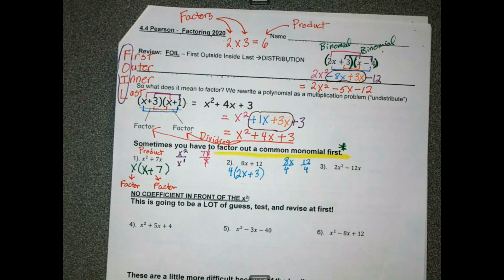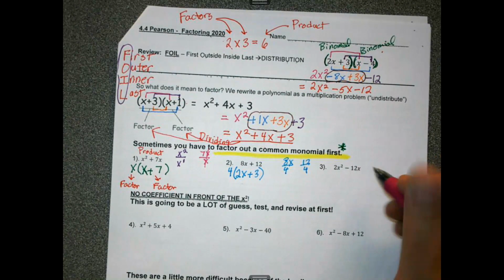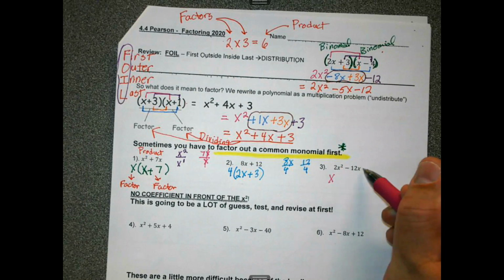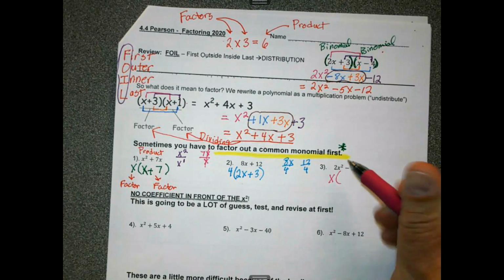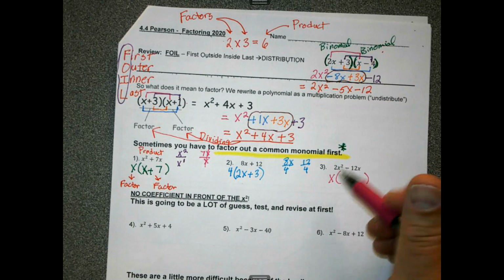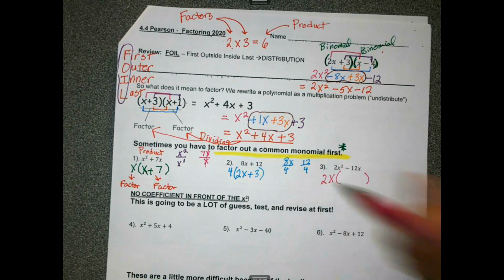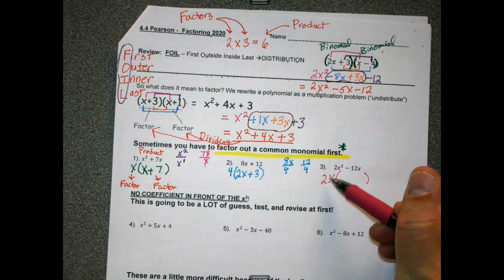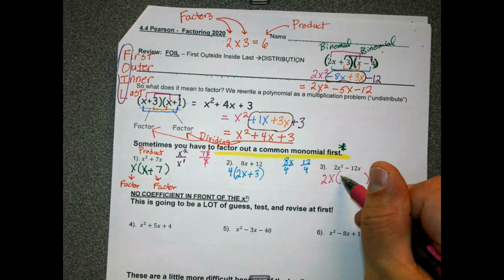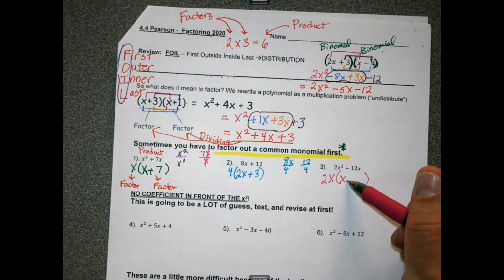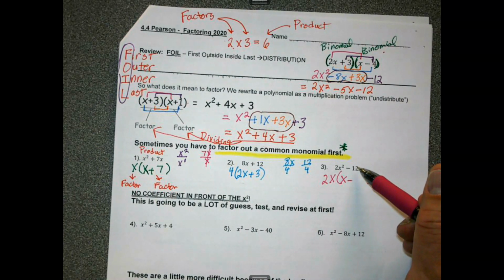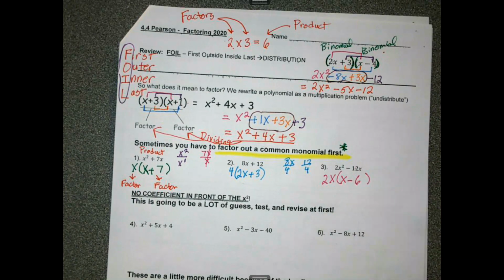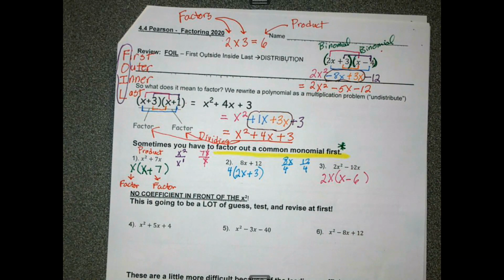Now, sometimes you can take out both an x, because I got an x in both terms here, and look at the numbers. What else can I take out of the numbers? 2, right? So 2x squared divided by 2x is x. 12x, well, let's look at the numbers. 12 divided by 2 is 6, and the x is canceled, so there's my factors.